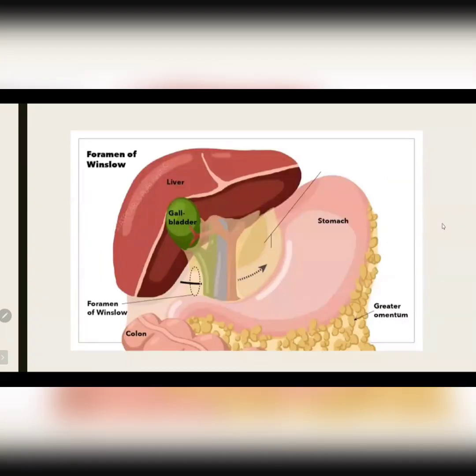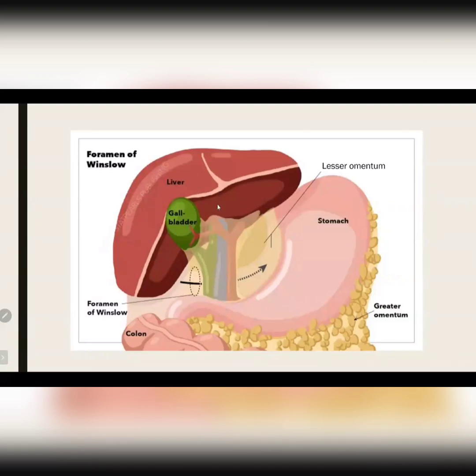Okay, now next question. You had a class on the stomach. This is the lesser curvature of the stomach, and this is the liver. So what is the name of this peritoneal fold between the lesser curvature of stomach and the liver? Can you name this peritoneal fold? Lesser omentum. Yes, good. This is the lesser omentum.